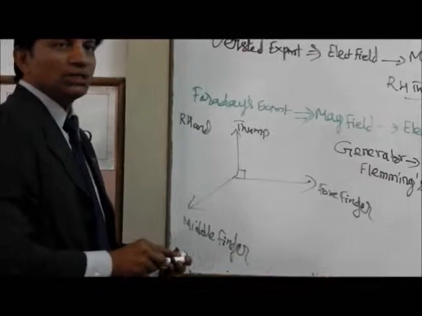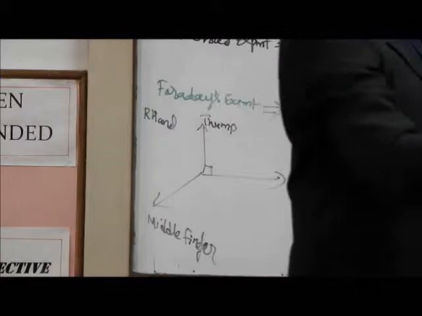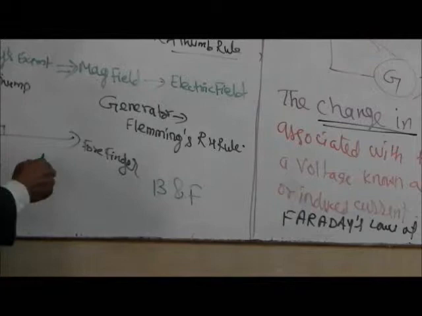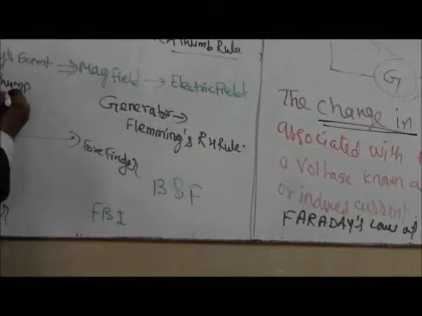Hold them and then supply. In Fleming's left hand rule and right hand rule, you are supplying the magnet and force. Therefore force, motion, B for magnetic field. So you are following the FBI rule. Force is given to the thumb, magnetic field to the forefinger.